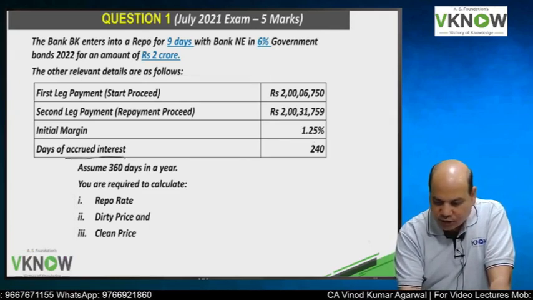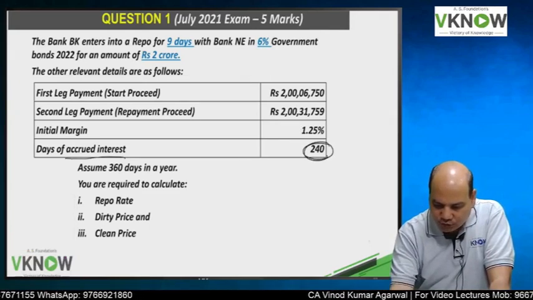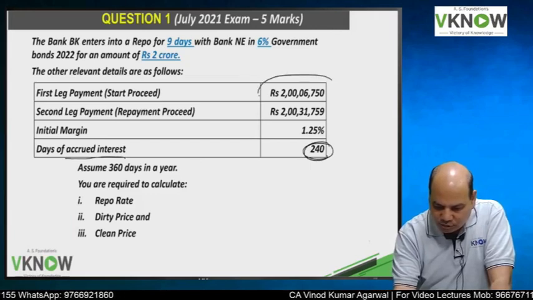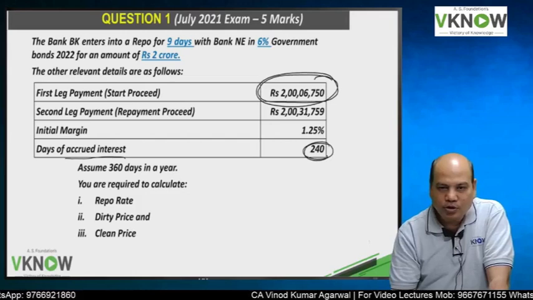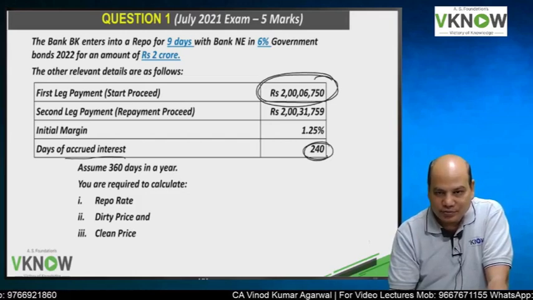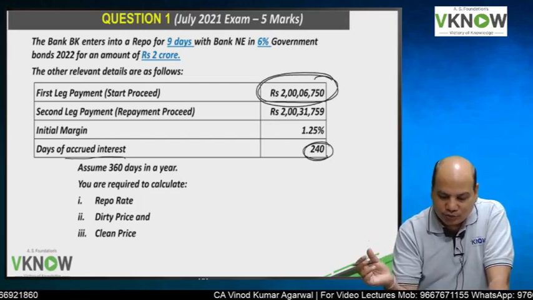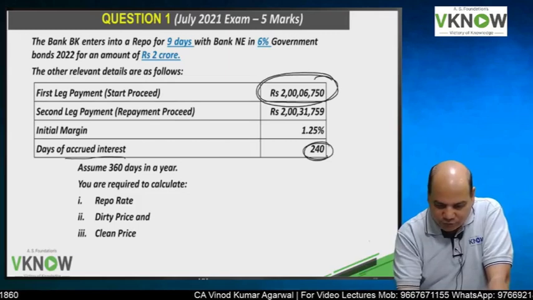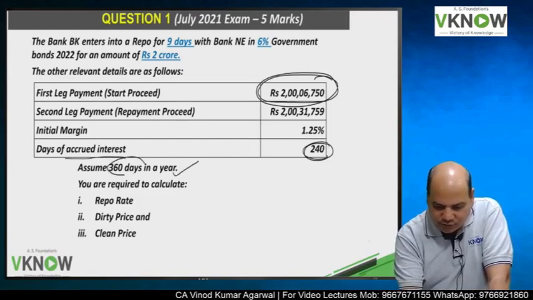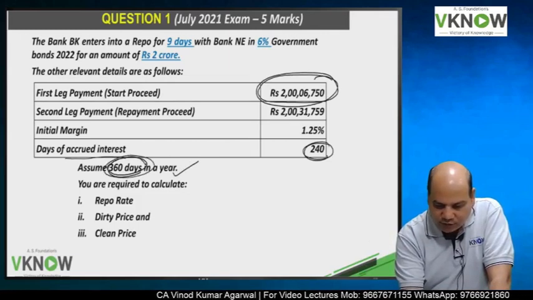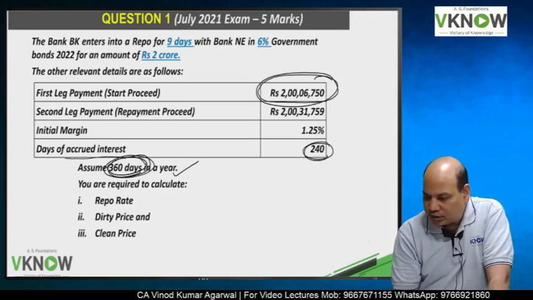Days of interest accrued is 240. So this amount already includes interest accrued for 240 days. Assume 360 days in a year. Wherever you do an interest calculation, take 360 days.